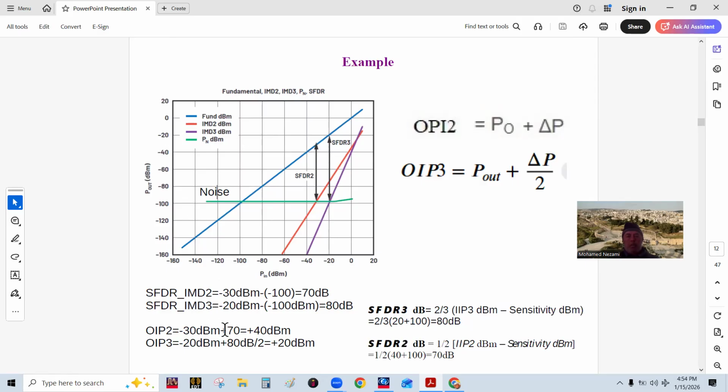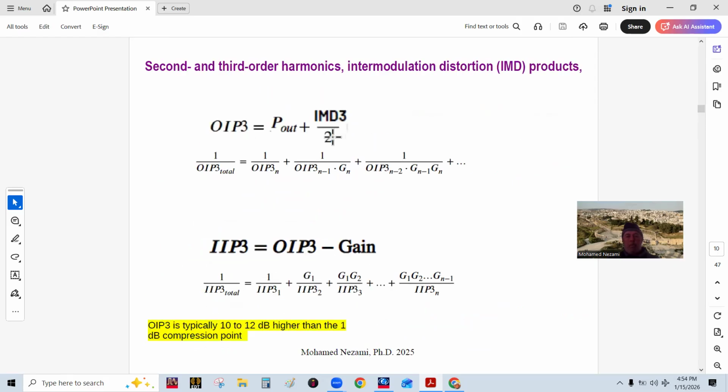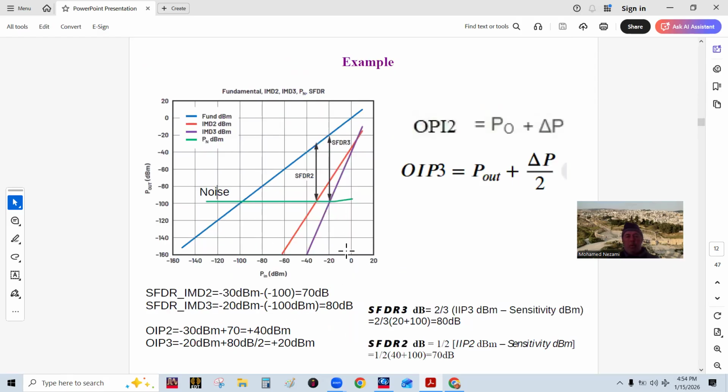So we just add to it the IMD second, which is 70. And that's going to give you basically 40 dBm. The third order here, this power here is minus 20 dBm, minus 20, plus, now with this equation in here, we have to divide by 2, of course. So you divide by 2, and that gives you about plus 20 dBm. So you can see that the OIP2 is plus 40 dBm, and the OIP3 is 20 dBm.